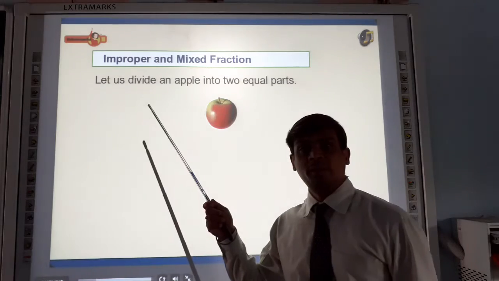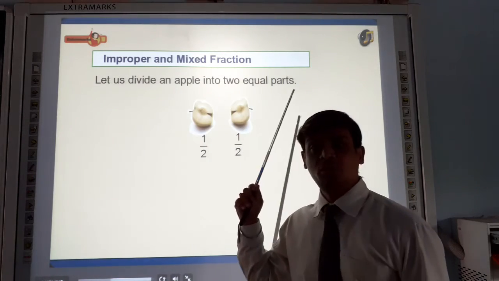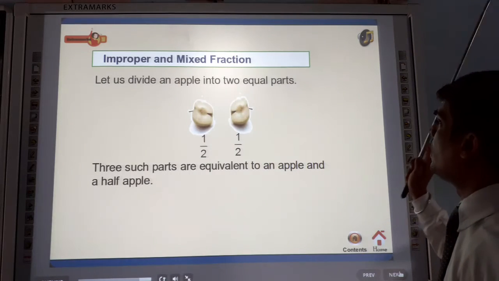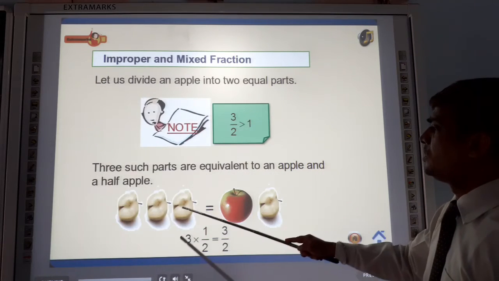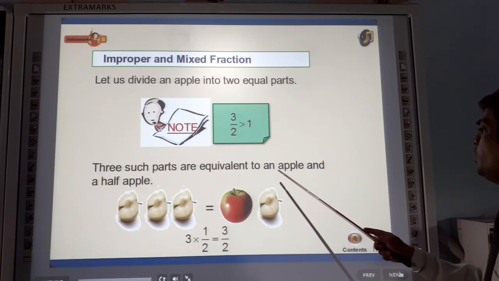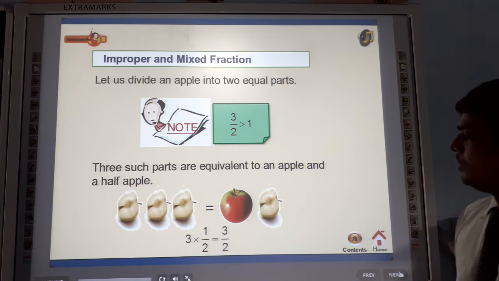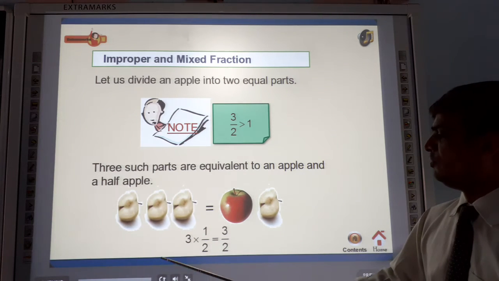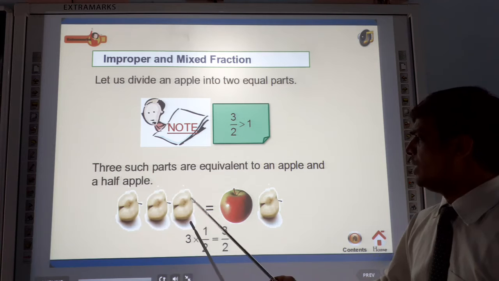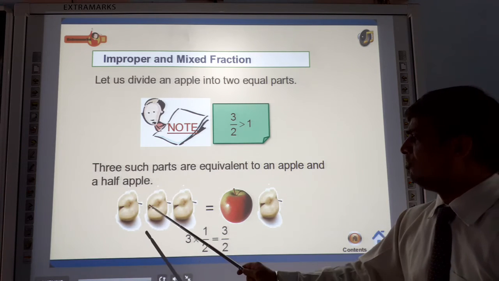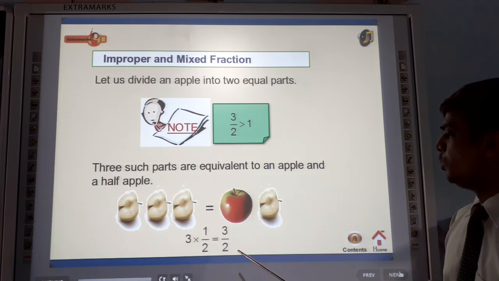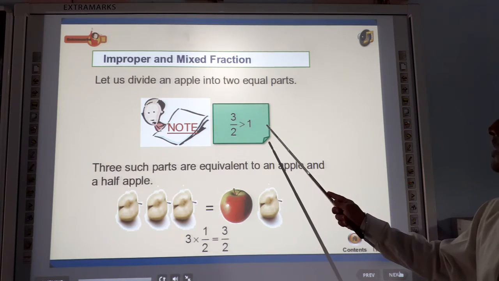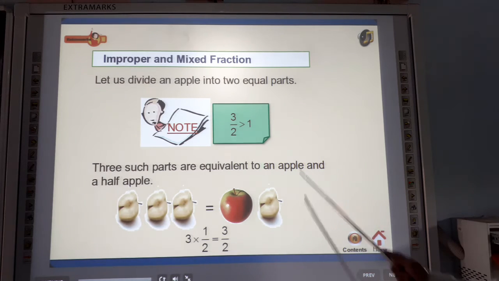Next topic, improper and mixed fraction. Let us divide an apple into 2 equal parts. 3 such parts are equivalent to an apple and a half apple. Number of apples 1, 2 and 3 and half. 3 upon 2 is equal to 1 and a half. 3 by 2 is greater than 1.